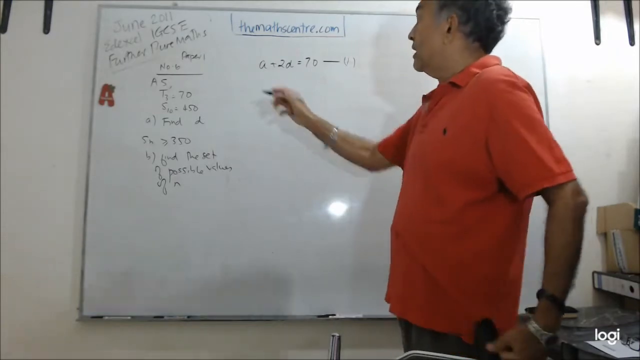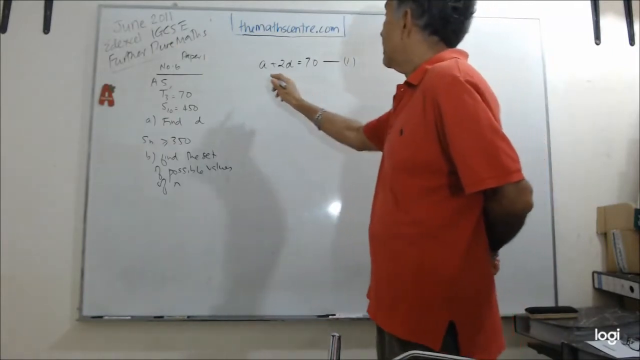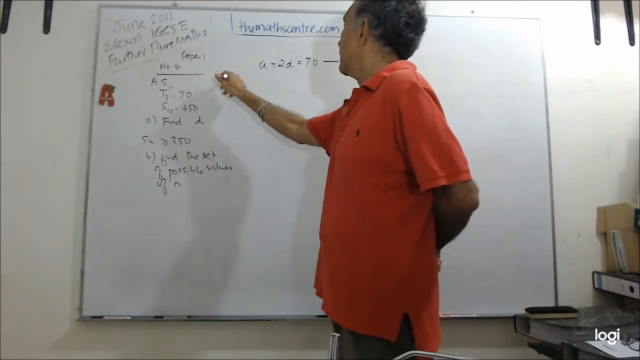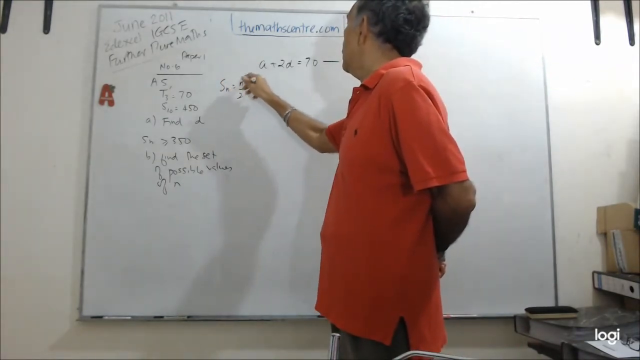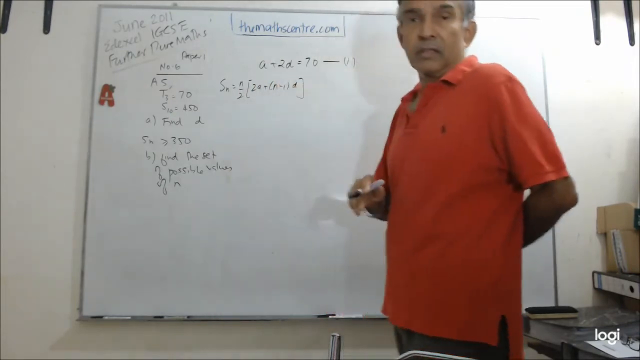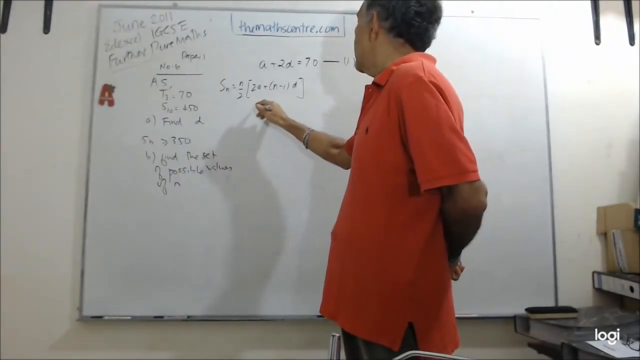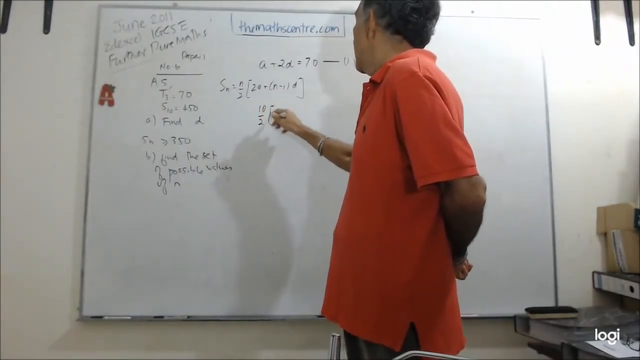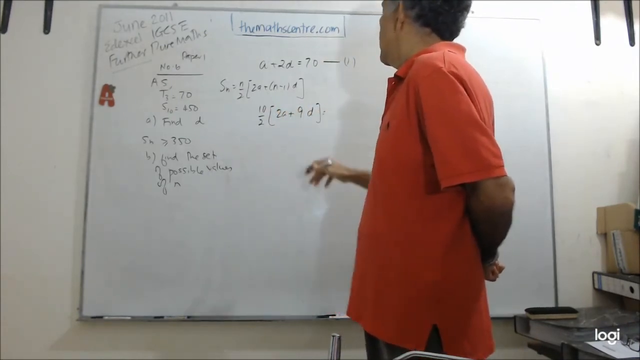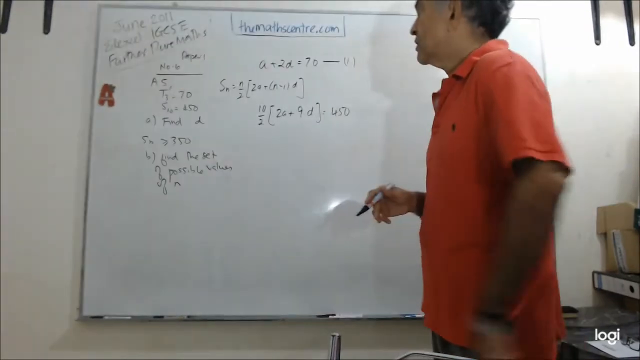Where were we? The sum to 10 terms is given as 450. So let's write that down. We know the formula for the sum to n terms: n over 2, 2a plus (n minus 1)d. So here is the sum to 10 terms. I can write 10 over 2, 2a plus 9d, and that will be equal to 450.